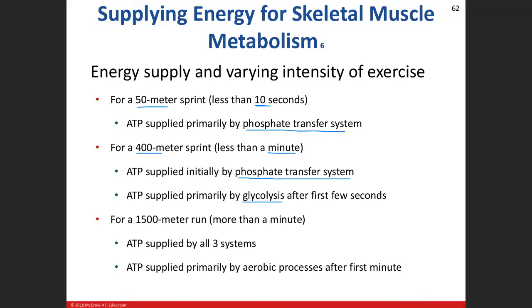Now, if you're going to run a marathon, or if you're going to do like a mile run, something that's going to last longer than a minute, you're going to use all three of those systems. Primarily aerobic cellular respiration, as long as oxygen is available.